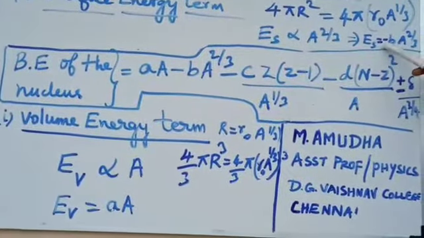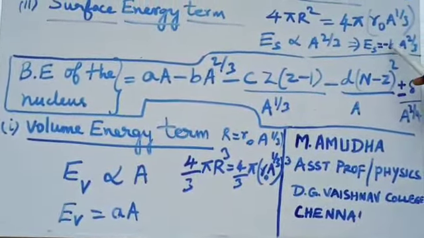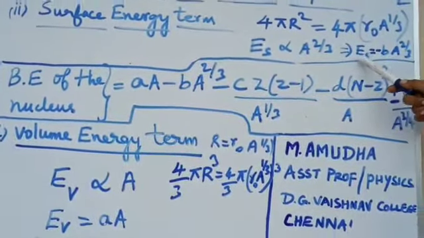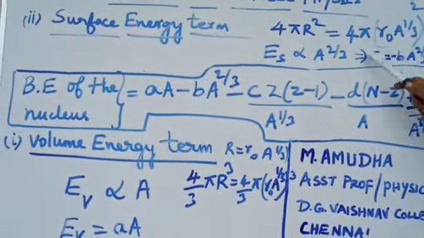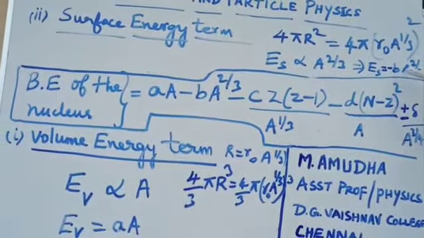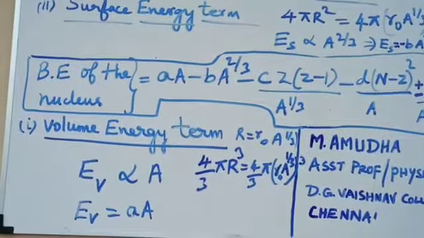But you see here a negative sign arises. This negative sign clearly indicates the binding energy decreases because of the increase in the surface energy term. So it is very clear that the force that acts on the surface of the nucleus decreases the binding energy of the nucleus.